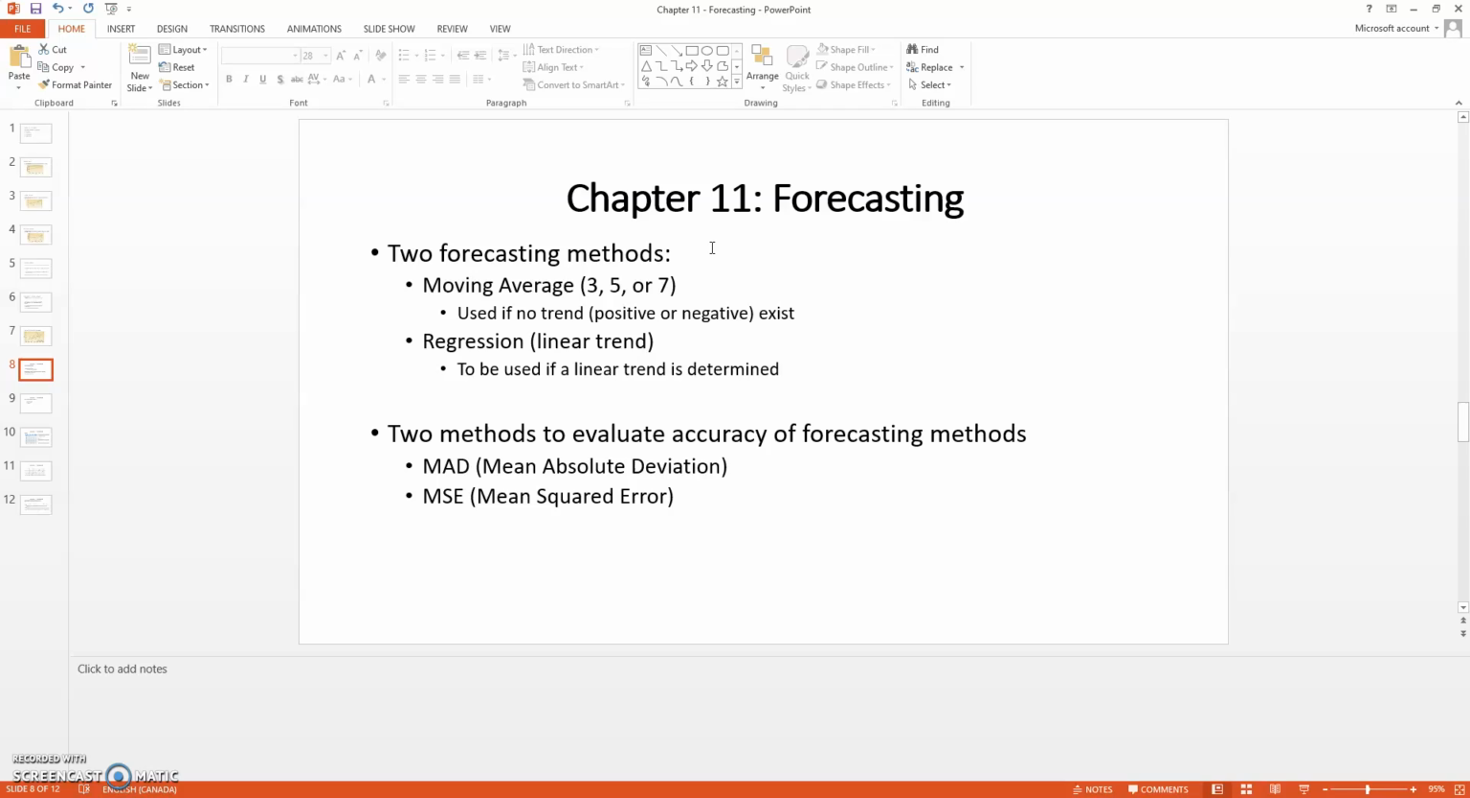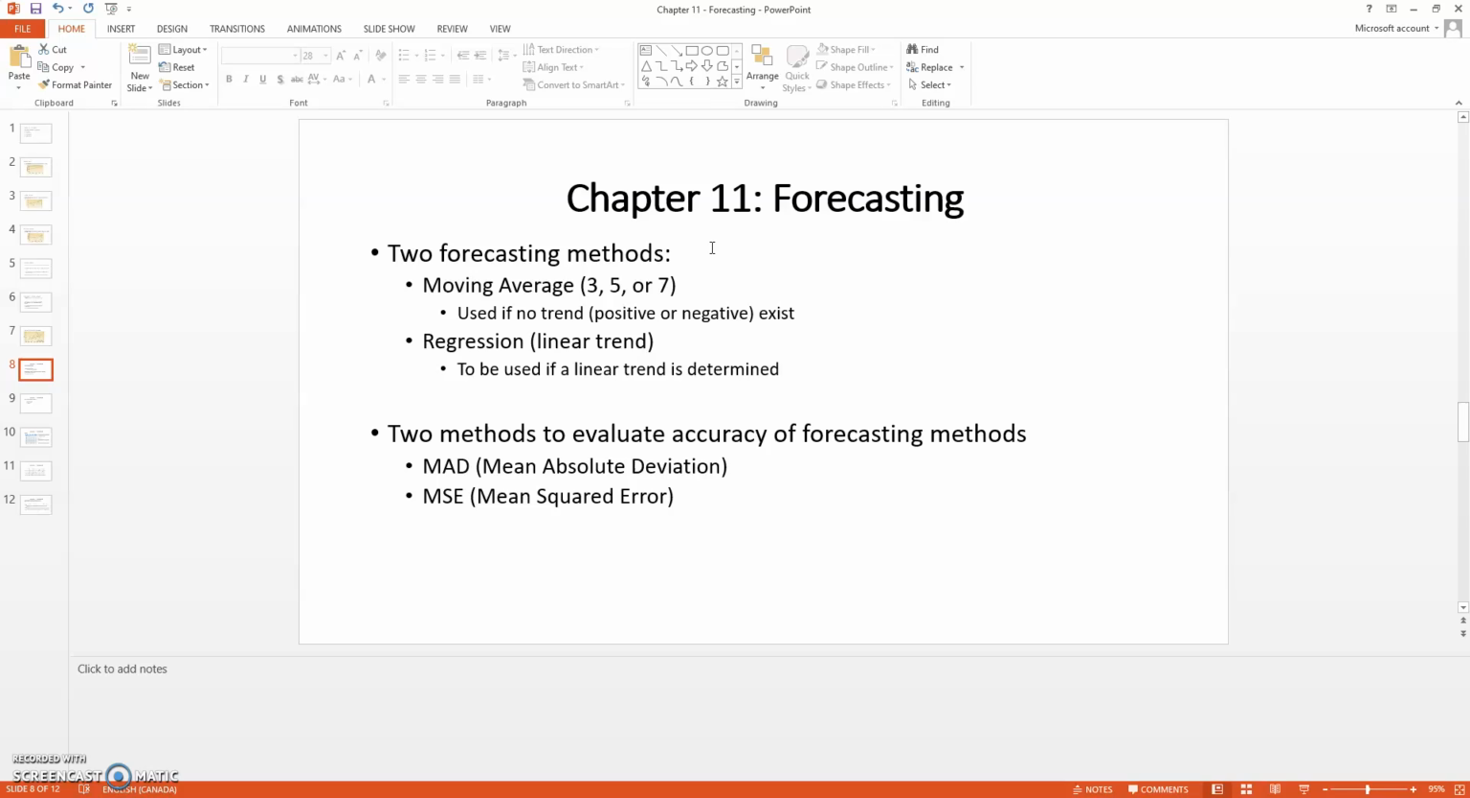And we can look at a regression trend, linear trend. This is very similar to the work that we did back in chapter 9. This is generally used if a linear trend has been determined, as evidenced through graphing the data.